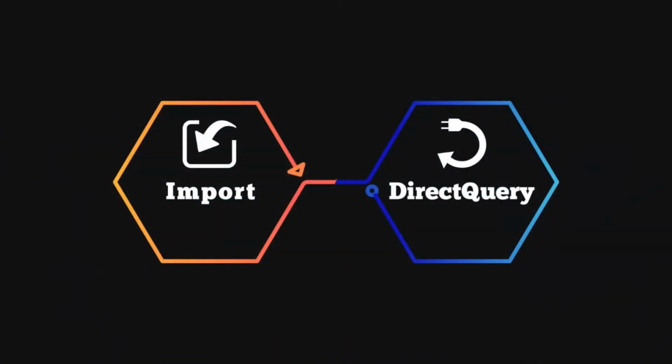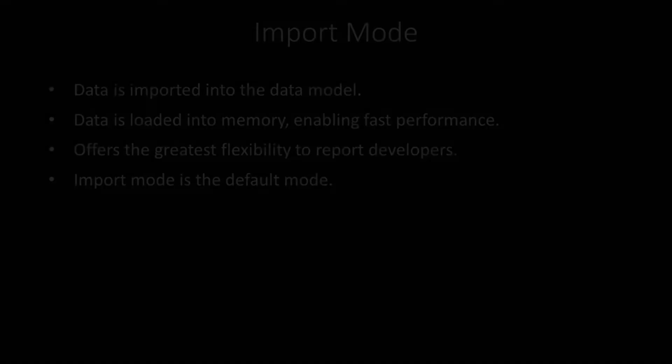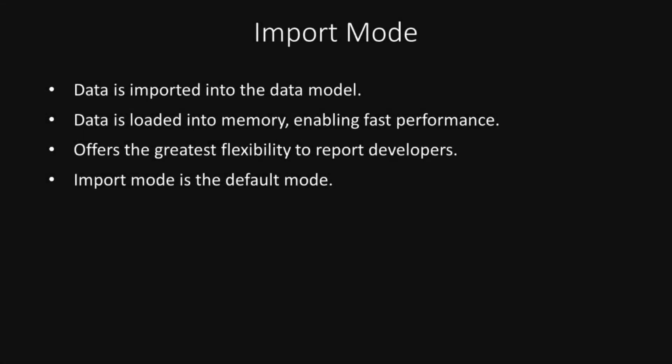When connecting to data sources, Power BI has always traditionally offered two modes: import and direct query. In import mode, data is imported into the data model, compressed and optimized, and then stored on disk. When the data is queried or refreshed, data gets loaded into memory, enabling very fast performance. Import mode also offers the greatest amount of flexibility to report developers.